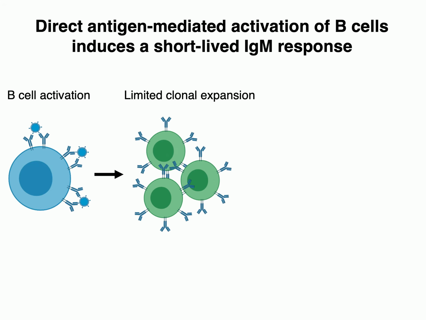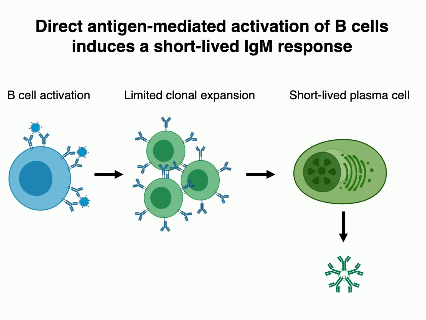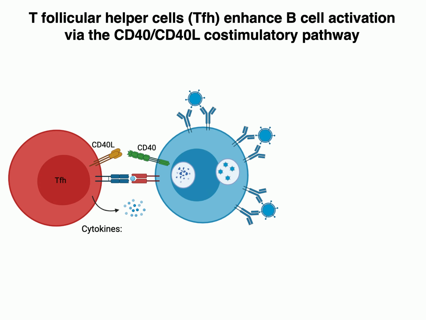B cell activation within the B cell zone of a draining lymph node can lead to limited clonal expansion of B cells and the formation of short-lived plasma cells that produce IgM. This can occur even in the absence of T cell help. However, B cells that receive T cell help undergo superior activation.